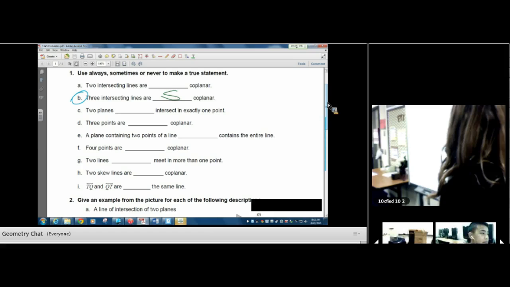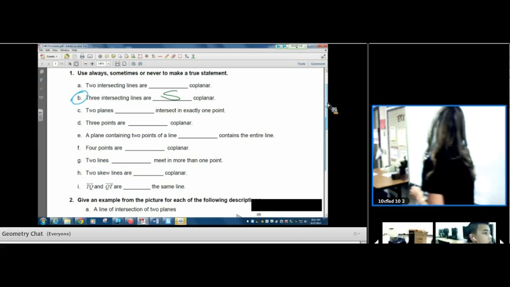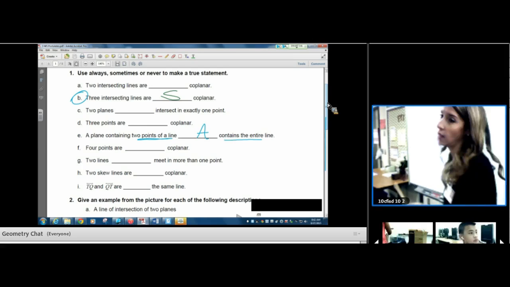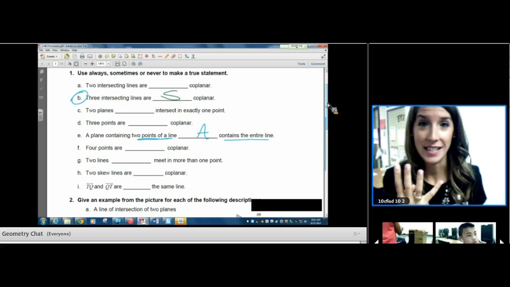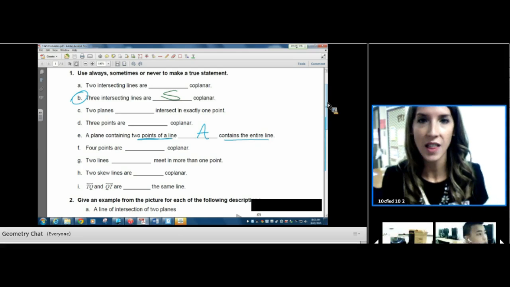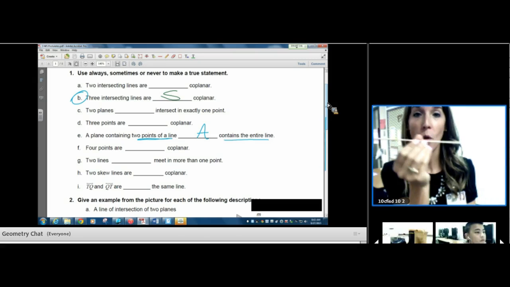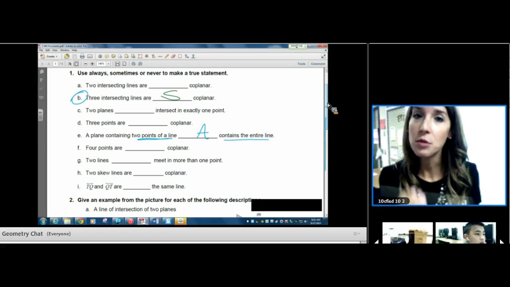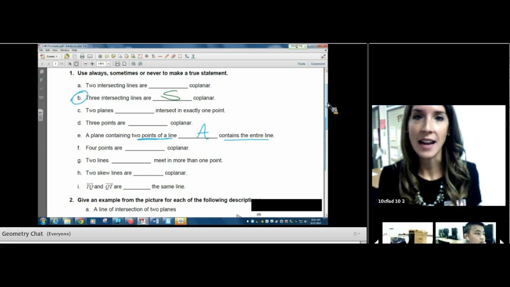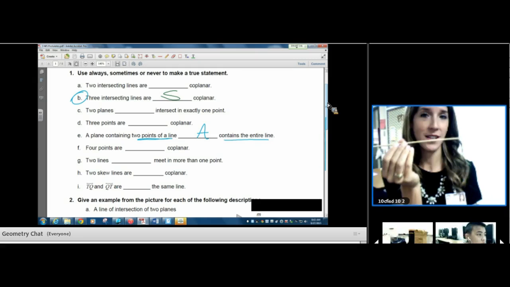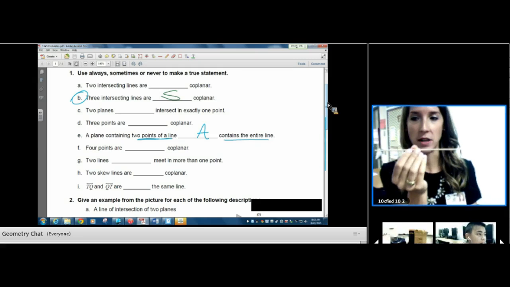1E. A plane containing 2 points of a line always contains the entire line. We have 4 postulates. One of those postulates says 2 points determine a unique line. So if I have 2 points of this line, I have the whole line. Because through 2 points, there's a unique line. There's not 50 lines, there's 1 line. And you get all the points of that line. You get all infinite points.